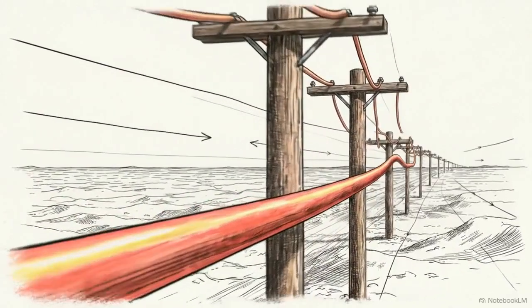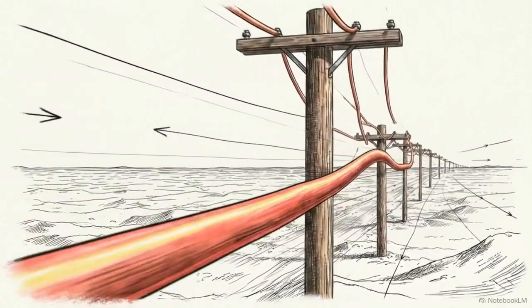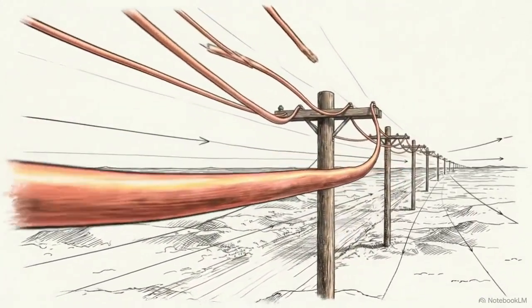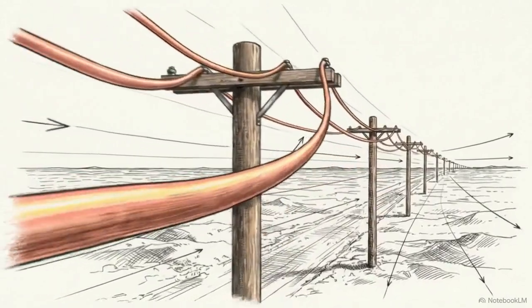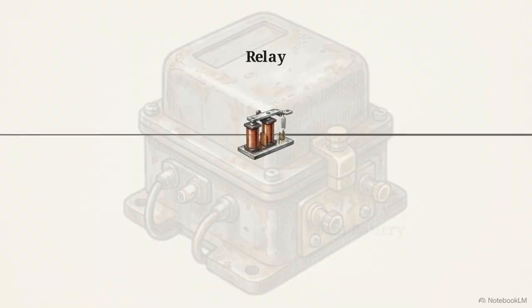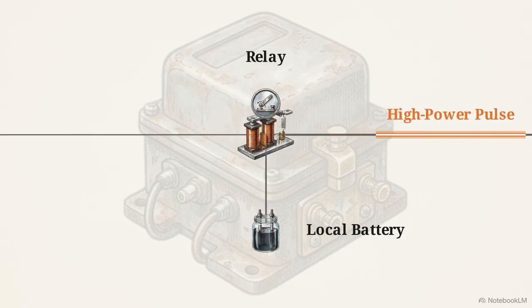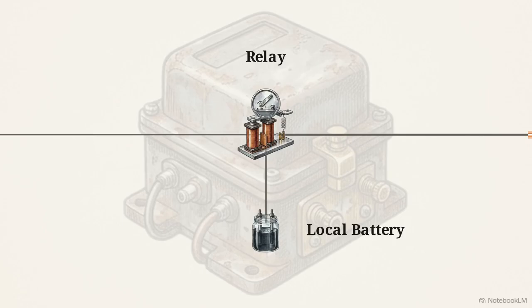As wires stretched across hundreds of miles, engineers faced a problem. Electrical pulses naturally lose their strength as they travel through iron or copper. They solved this with the relay. This is an electromagnetic switch designed to be sensitive enough to detect even a very weak incoming signal. Once triggered, it uses a local battery to send a fresh, high-power pulse into the next section of the line.